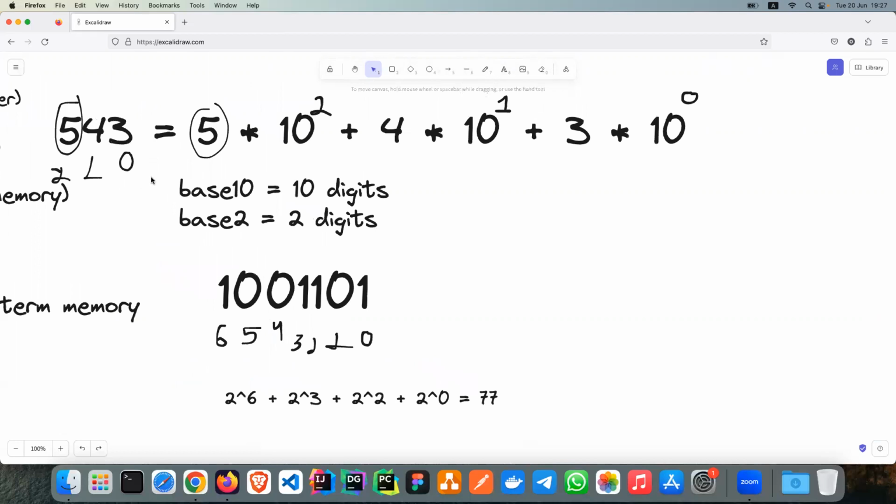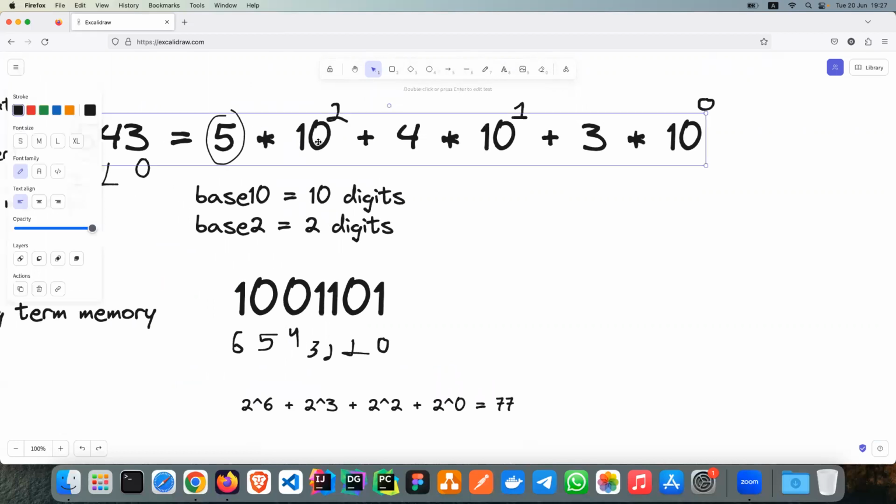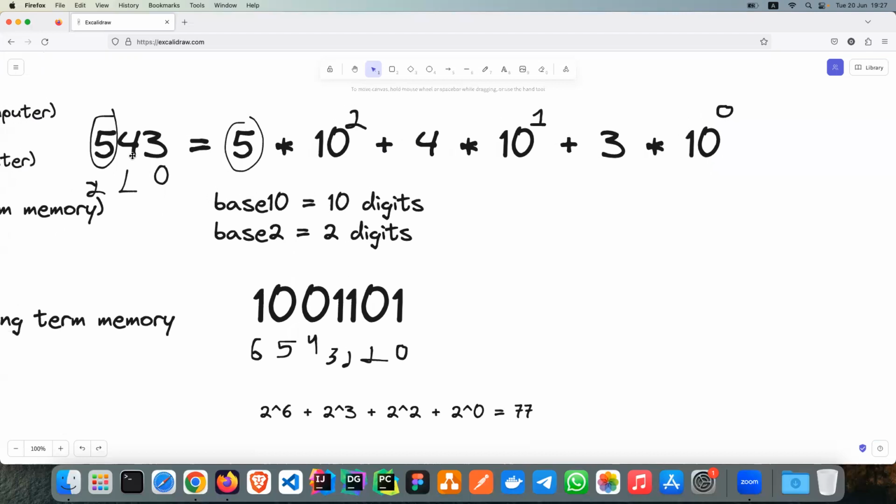In base 10, what did we use? We used 10 as our base, right? 10 to the power of 2, 10 to the power of whatever. In this one, we get our base as 2 because we have only 1 and 0. Yes, okay. And as for your question, we also get the same number here.